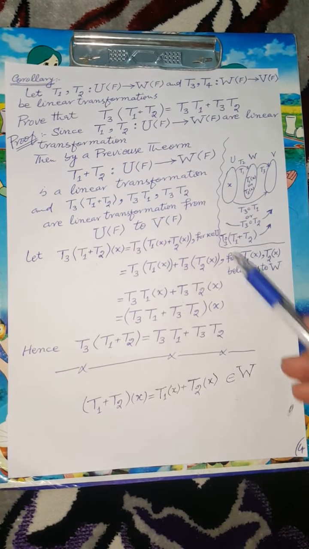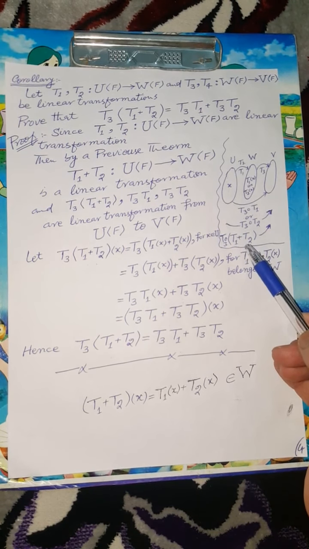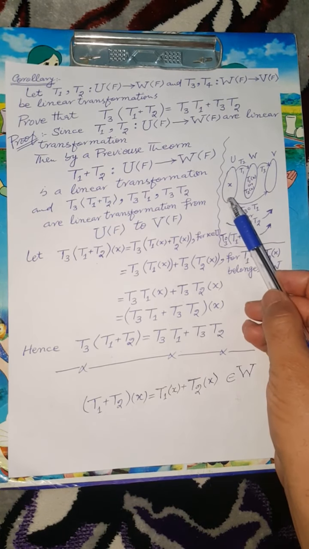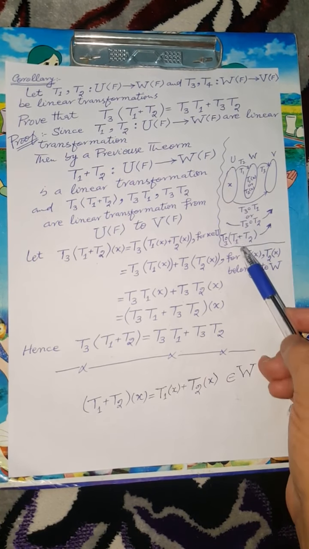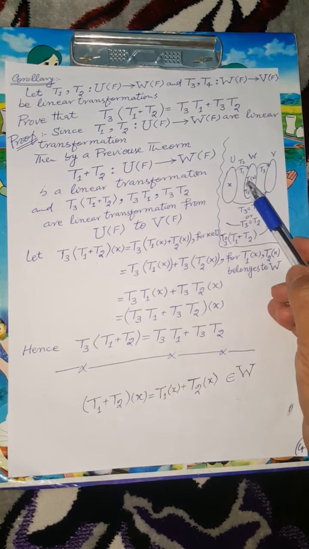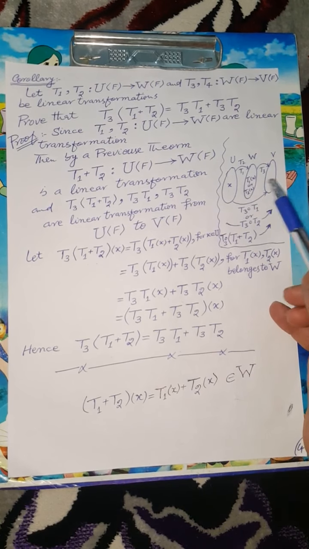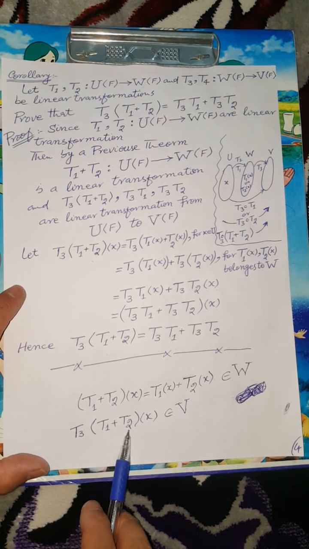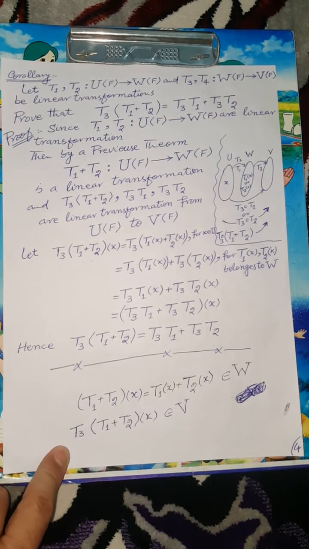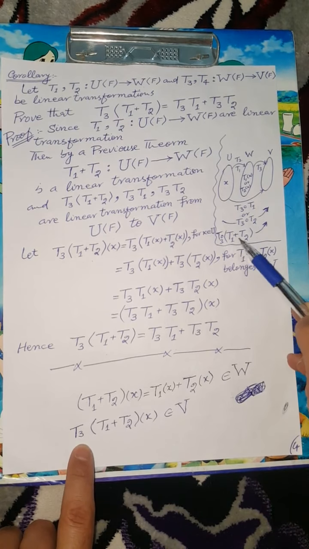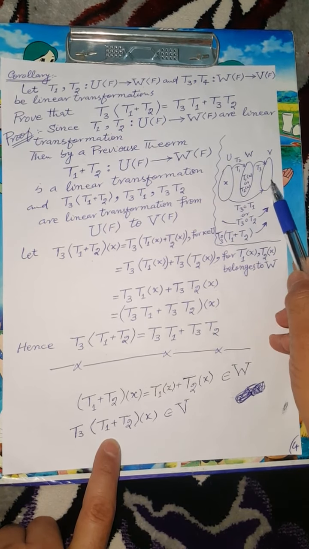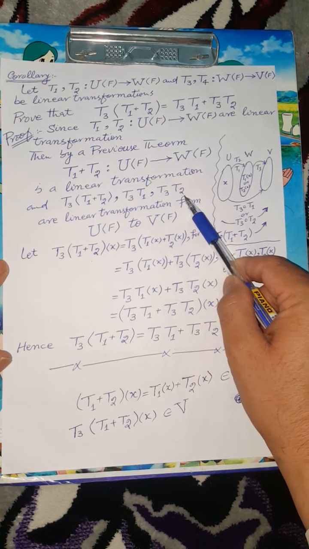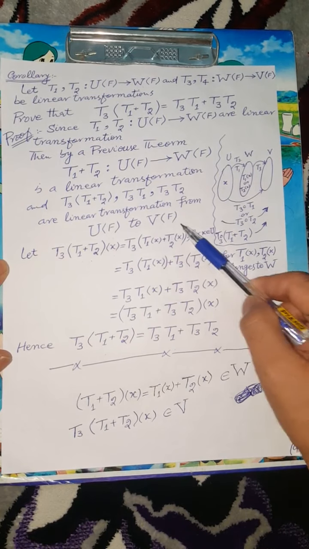Hence, the composition of T3 on T1 plus T2 is an element of V. That is, the composition of T3 on T1 plus T2 is a linear transformation from the vector space U to the vector space V. That is, T1 plus T2 applied to x, this resultant element, is an element of W. T3 is a linear transformation from the vector space W to V. Therefore, the image of T1 plus T2 applied to x under the linear transformation T3 is an element of the vector space V. That is, the composition of T3 and T1 plus T2 is a linear transformation from the vector space U to the vector space V over the field F.